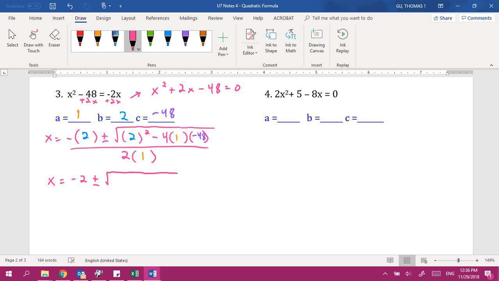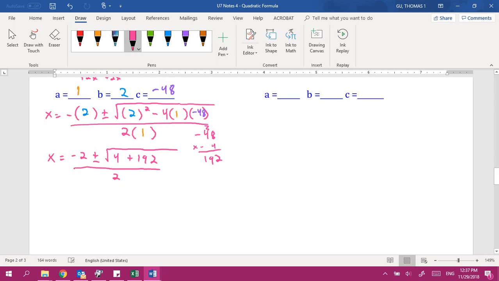What is 2 squared? 4. And what is negative 4 times 1 times negative 48? Do that off to the side over here. Negative 4 times 1 times negative 48. So we're just going to do that off to the side here. Negative 48 times negative 4. 8 times 4 is 32. 4 times 4 is 16. 192. So positive 192, over 2. Let me put that line a little closer.